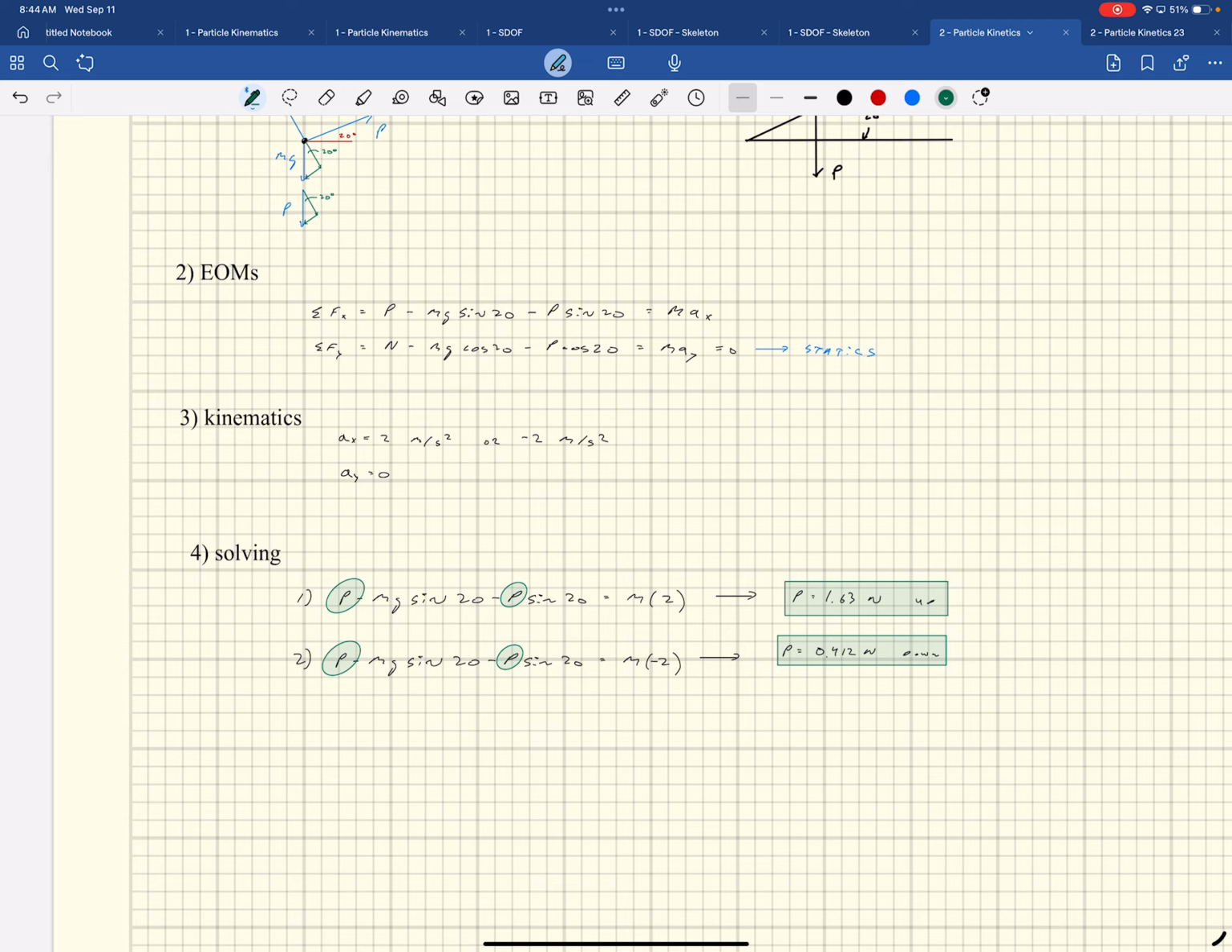So if I pulled 1.63, it's going to go up 2 meters per second squared. If I pull on it, kind of just slowly letting it down, then if I pull on that with 0.412 newtons, it will go down at 2 meters per second squared. If I didn't pull on it at all, it would go faster.